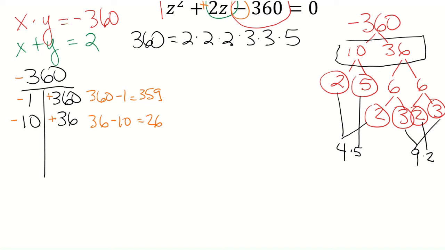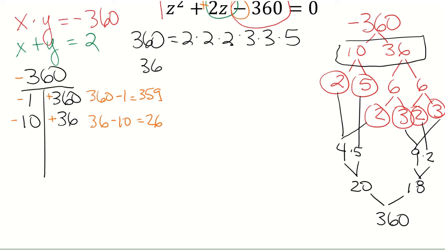Then 4 times 5, that equals 20. So that becomes 20. And this becomes 18. And then I can multiply this, and that's going to give me 360. So what I've done is I've just done the reverse direction on my tree.